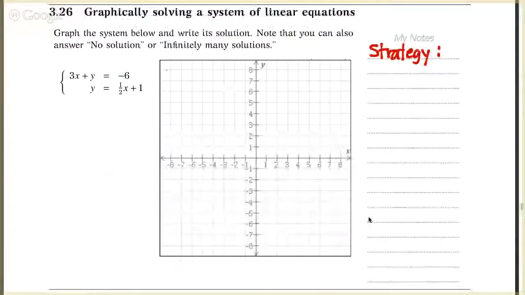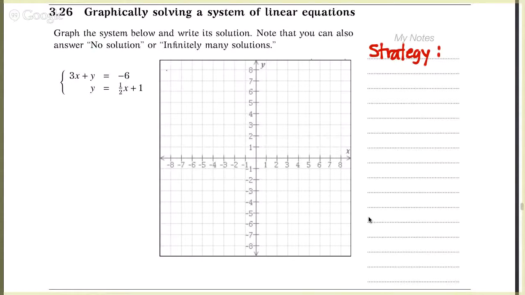So our goal here is to look at how to graphically solve a system of linear equations, meaning how to think of a system of two linear equations as a graphing question and then use the graph to at least get an approximate solution to this system of equations.